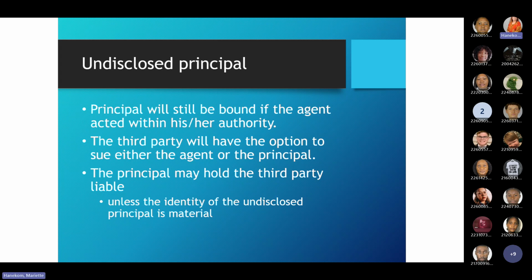In such instances, also the principal may hold the third party liable unless the identity of the undisclosed principal is material, if the third party would not have contracted if they knew that they were not dealing directly with the agent personally, but that it was a matter of representation.